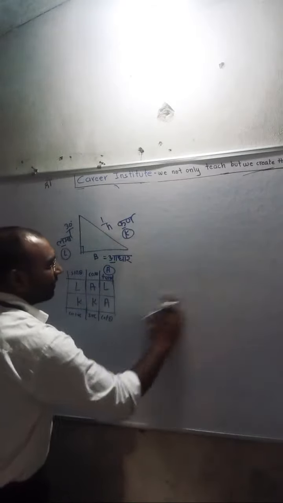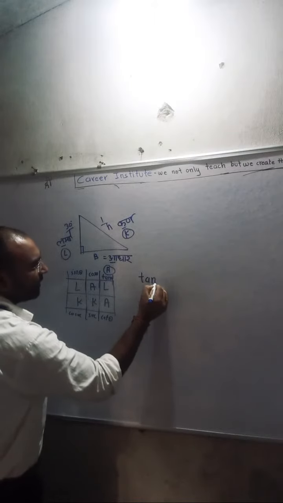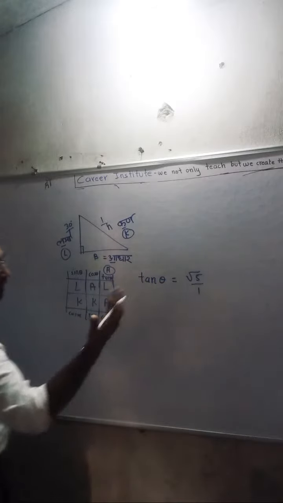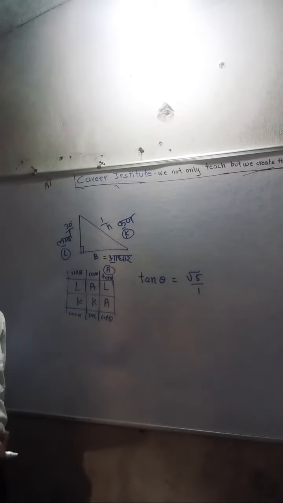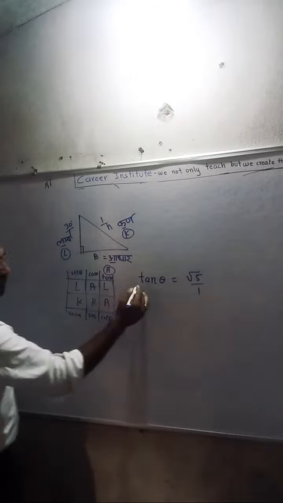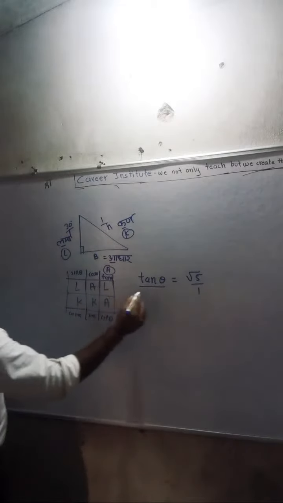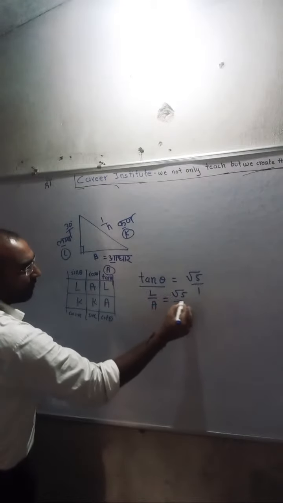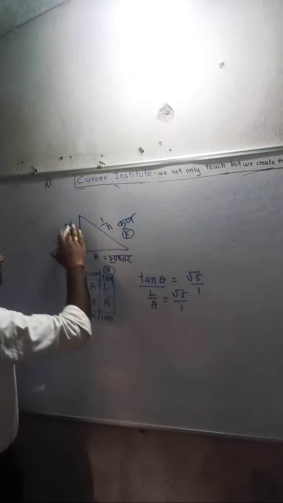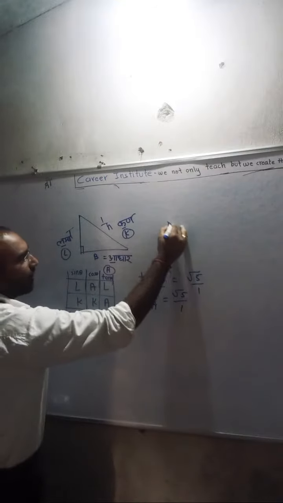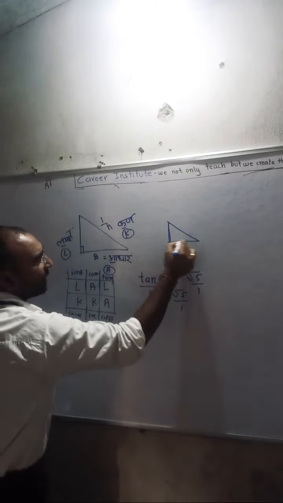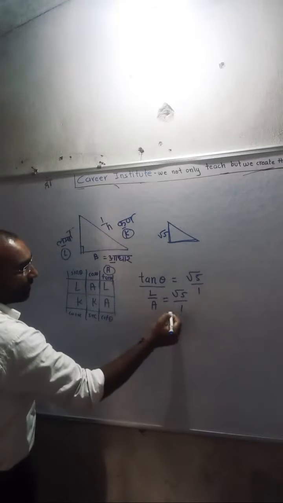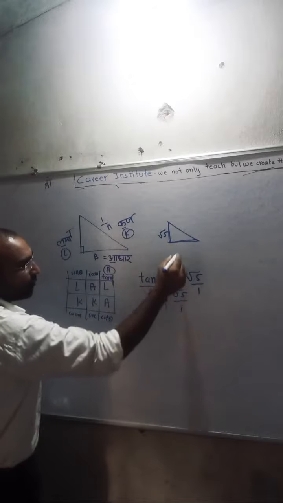Now if it's given tan theta is equals to root 5 divided by 1. So that means what? Tan theta means lamb by aadhar. So length is equals to root 5 and aadhar is equals to 1. Whatever the right angle triangle we have, length will be root 5, and base is equals to 1.